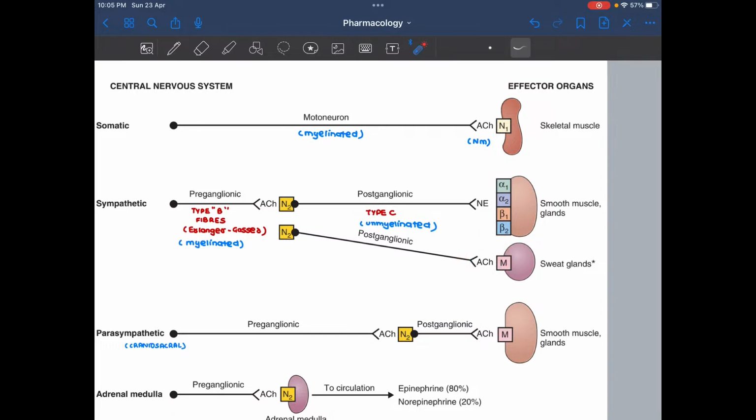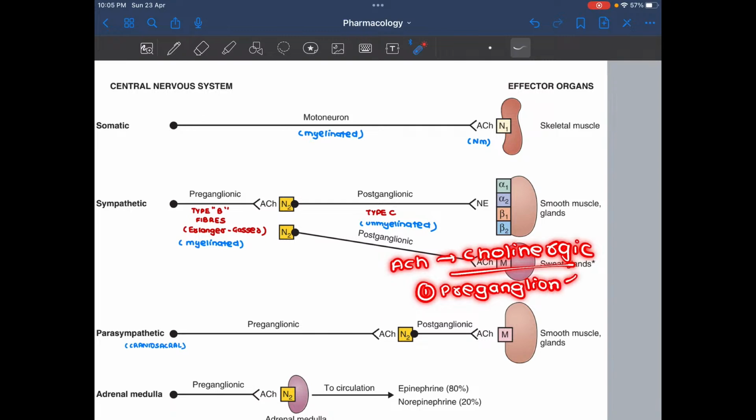So can I say any neuron that releases acetylcholine, I'm going to call a cholinergic neuron. So what are cholinergic neurons? Ones are preganglionic, all of the preganglionic fibers, whether they belong to the sympathetic nervous system or the parasympathetic nervous system, they're going to release acetylcholine as we have just seen.